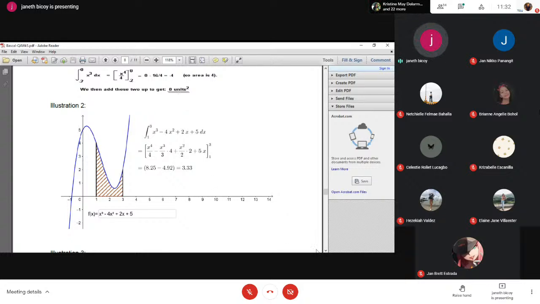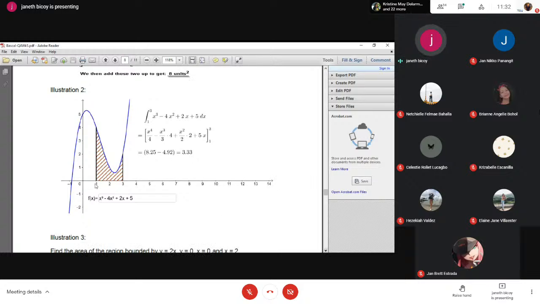For illustration 2, what if you're asked to find the area for this particular shaded region? This curve represents the function x cubed minus 4x squared plus 2x plus 5. What is the lower bound, or lower limit? It's 1, and the upper is 3. So the integral from 1 to 3, the function is this one.